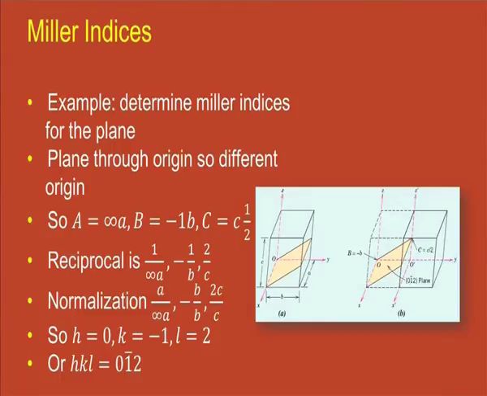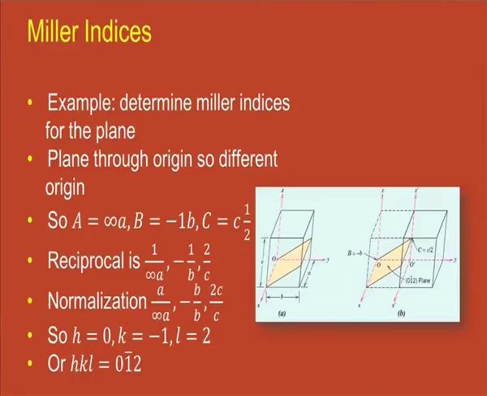the x, y, z directions are as follows: A is equal to infinite A, B is equal to minus 1 B, C is equal to C by 2. If we take the reciprocal, it is 1 by infinite A, minus 1 by B, 2 by C, and if we normalize this by multiplying by A, B, C, then we get the normalized value as follows, which is 1 by infinity, minus 1 and 2.